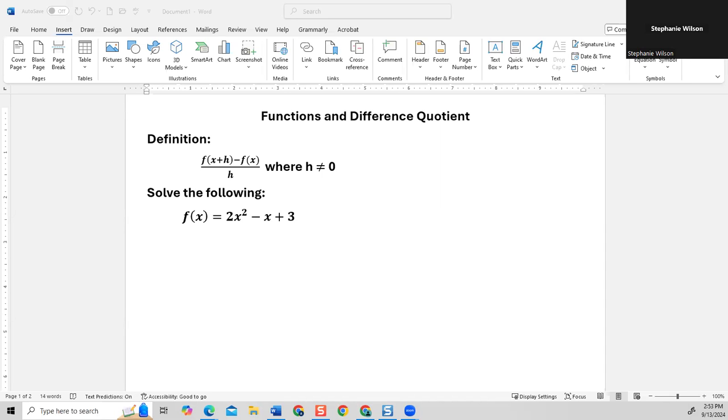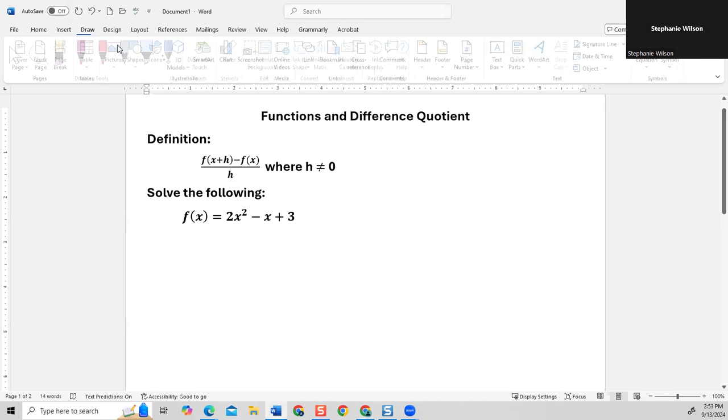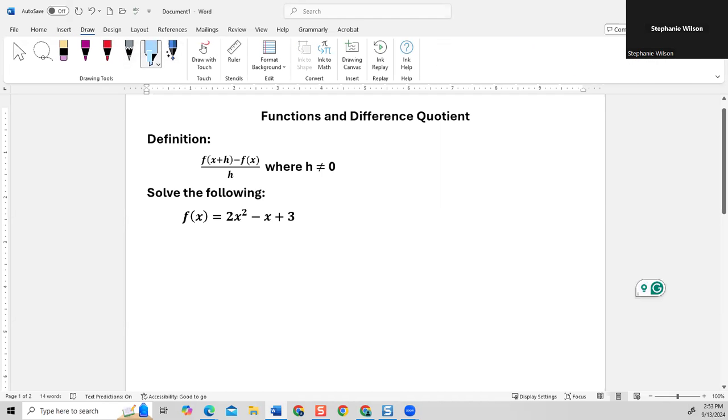So in this video, we're going to talk about functions and difference of functions. As you see here, we have the definition for the difference of a function right here. If you want to take a minute to pause this and write down this definition, I would. We're going to apply this definition to this function here. All right, so let's get started.